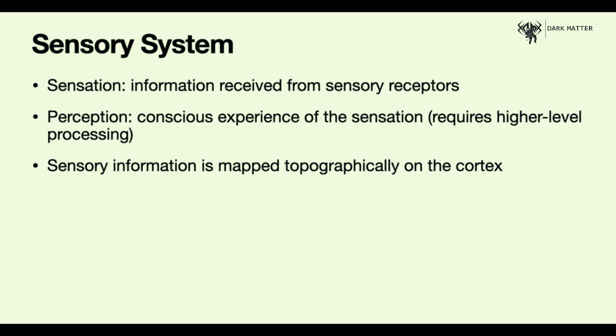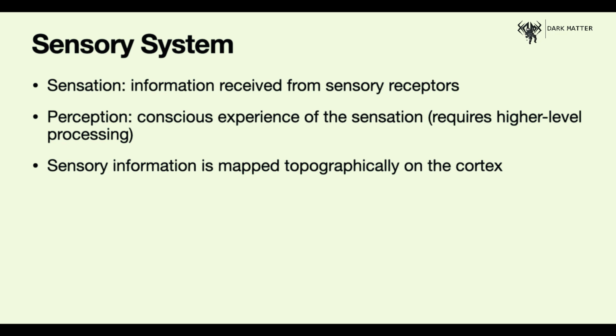So before we delve in, we have to distinguish between sensation and perception when it comes to sensory systems. So sensation is the actual information that is received from sensory receptors, while perception refers to the conscious experience of that sensation. So not all sensations are conscious. For example, we don't really perceive sensations of our internal organs unless the sensation reaches pain, and in that case we have a conscious experience of pain in the gut, for example.